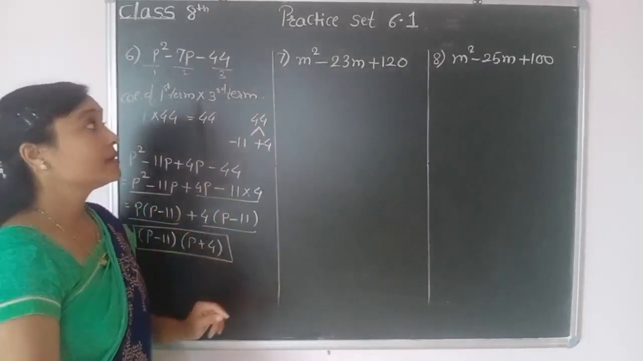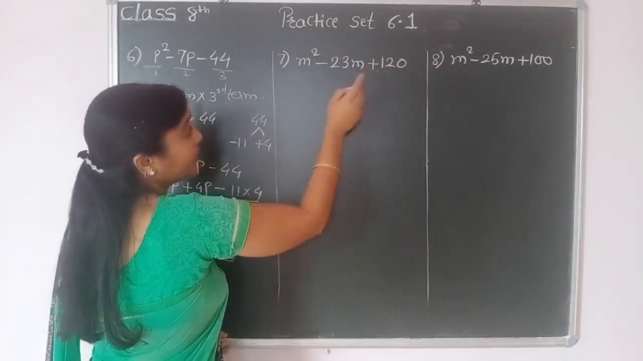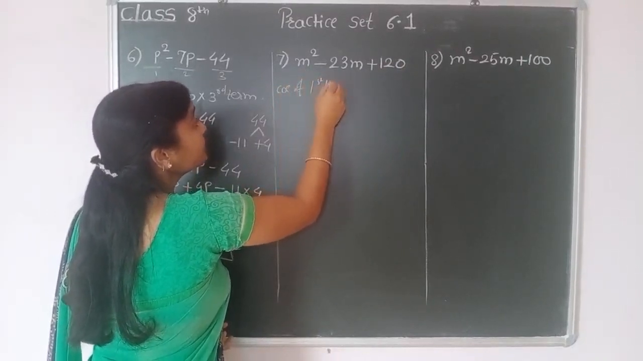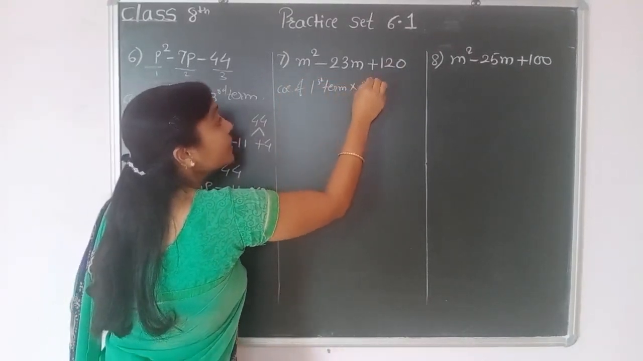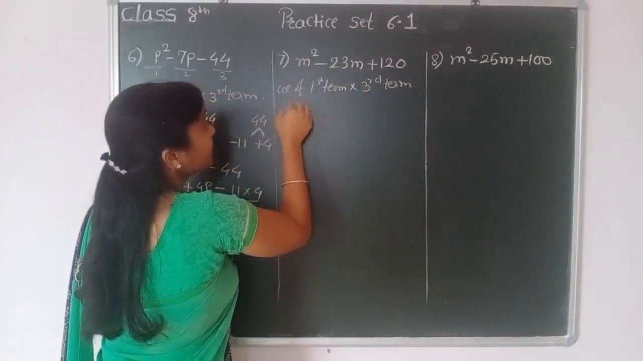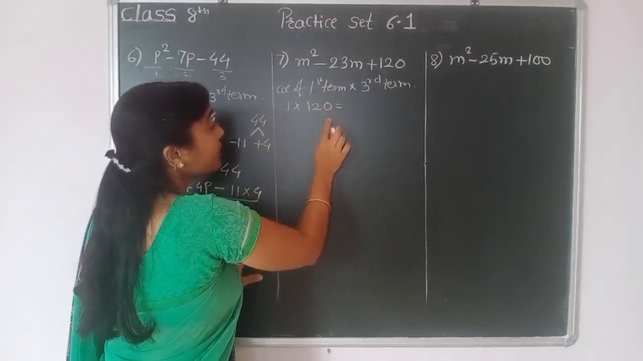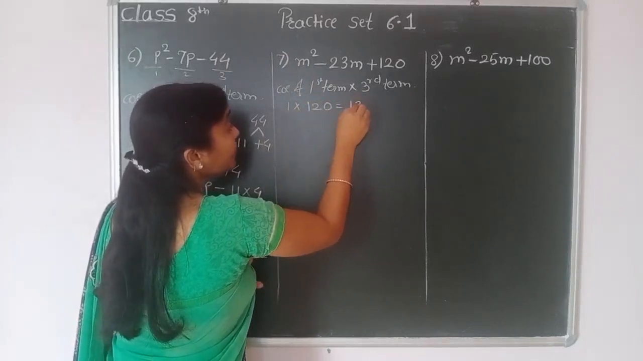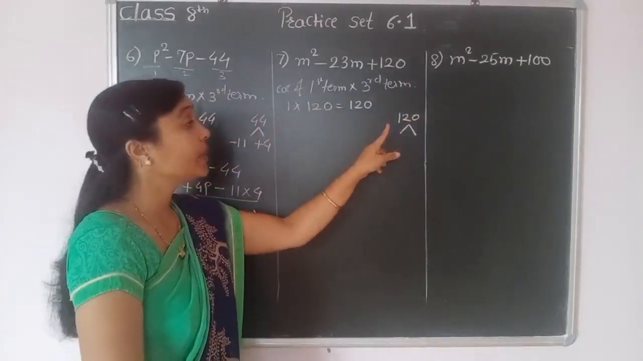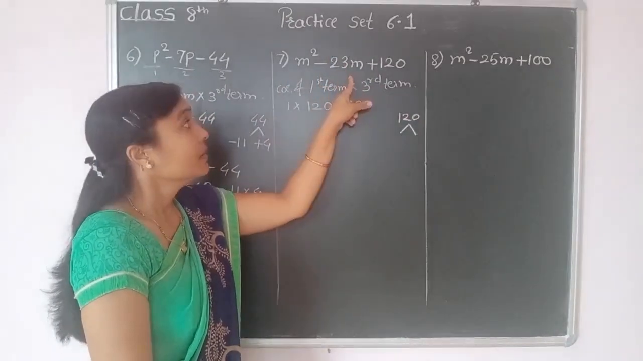Now example number 7. M square minus 23m plus 120. Again you multiply first coefficient of first term into third term. 1 into 120. Here is nothing but coefficient means 1. And third term is 120. Then 1 into 120, 120. Then find the factors of 120 whose sum is minus 23.